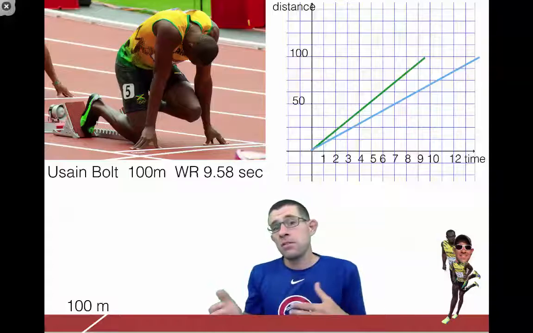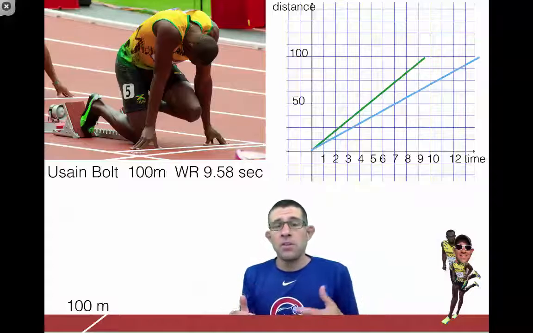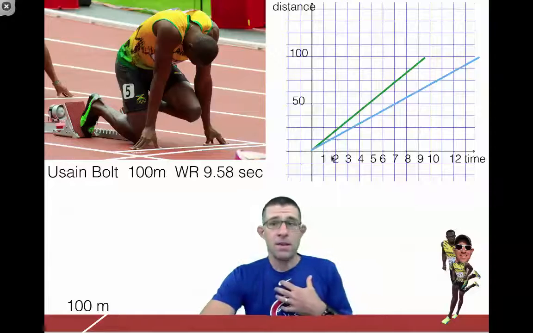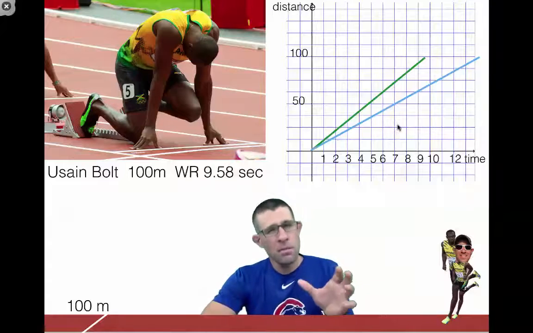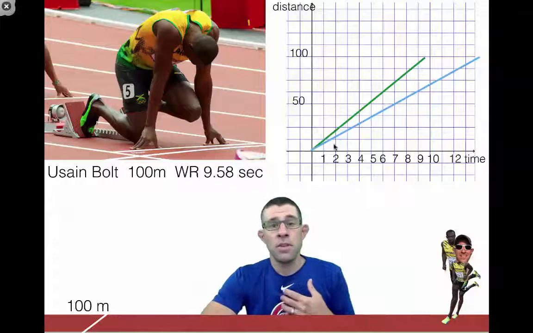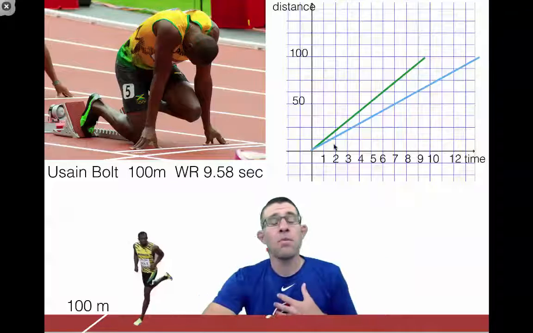In fact, if you take a look at our graphs of our distance over time, you'll see that Usain Bolt, here graphed in the green, and mine in the blue are a little bit different. He runs at a much faster constant rate. The slope of his graph is much steeper than mine. And that's the reason why if we were to square off in a race, Usain Bolt would absolutely crush me.